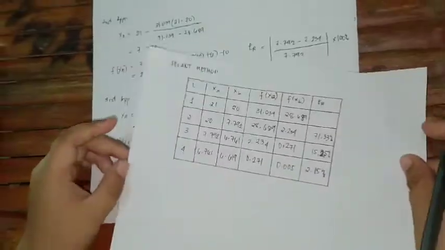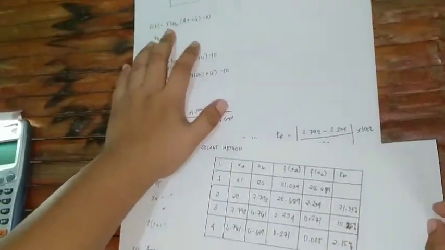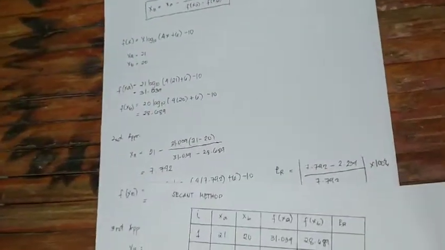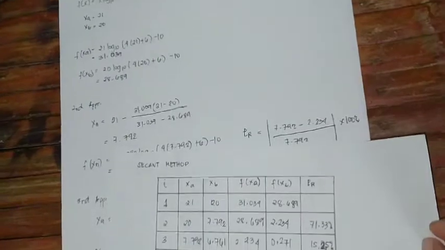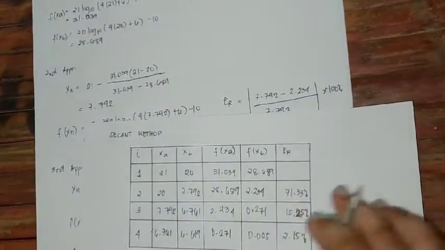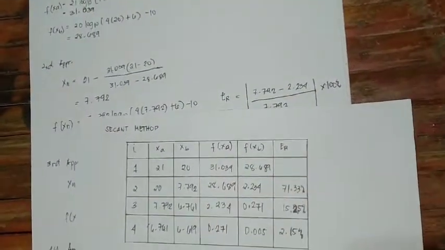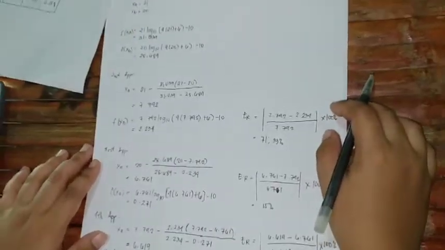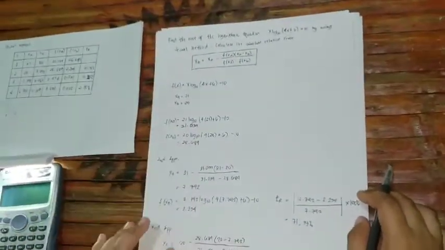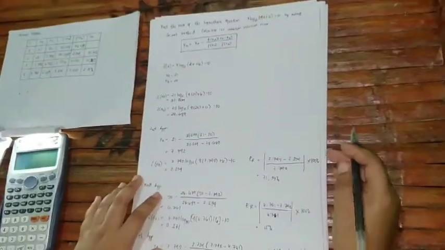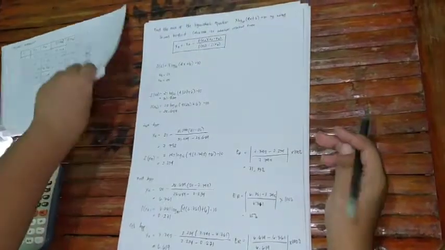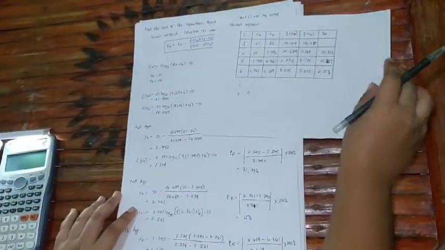Now, in my case, for x log10(4x + 6) - 10, the root can be found at the 6th iteration. So, that's how you find the root of a logarithmic equation by using secant method. So, that's all, and thank you for watching.